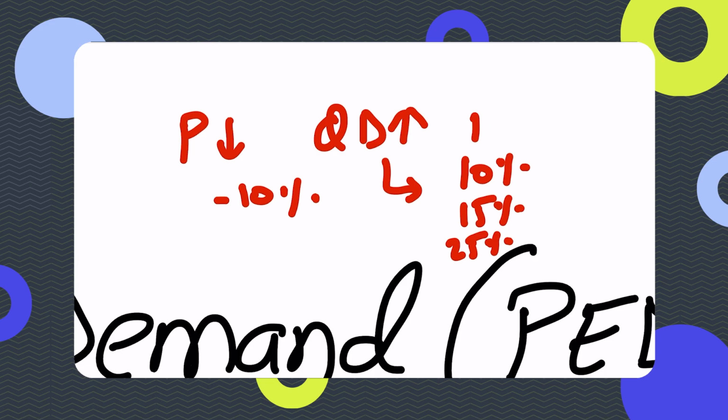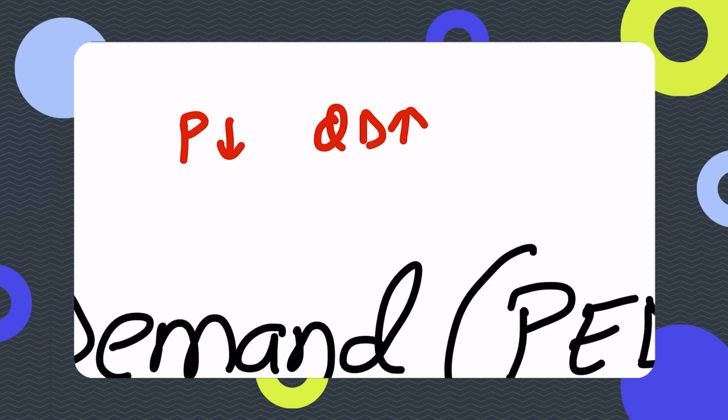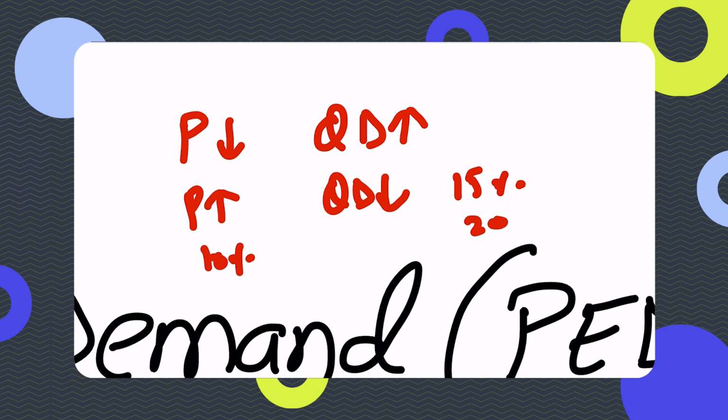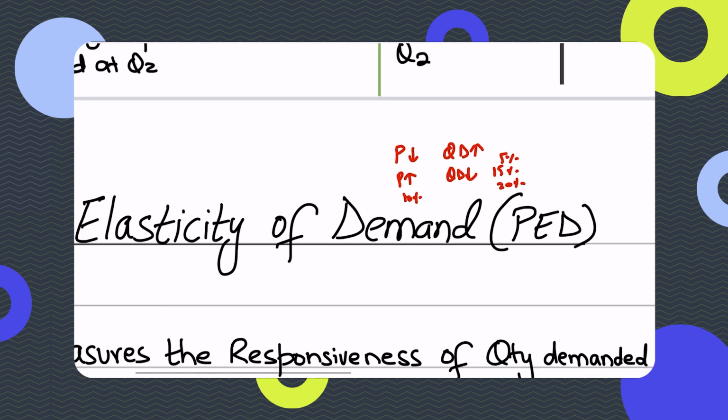So yes, the law of demand told us that there's an inverse relation between price and quantity, but it didn't tell us by how much the quantity demanded would change in response to price changes. Similarly, if the price goes up by, let's say, 10%, by how much will the quantity demanded go down? Will it go down by 15%, 20%, 30%, or maybe 5% only? That is what PED will tell us, and that is exactly why economists need to study PED.